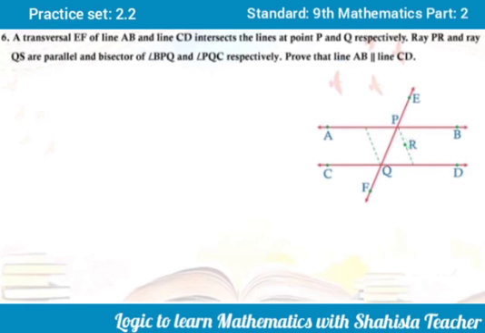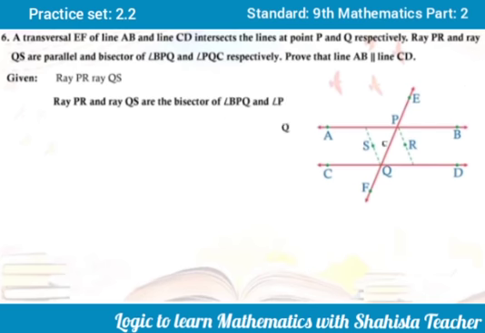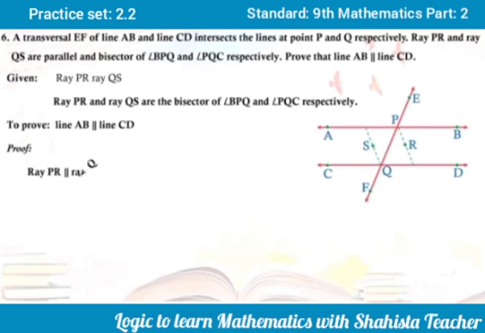So here what we will put here, PR and here S. So here S is given and R is given. So here PR and QS are the parallel lines. Okay, so ray PR and ray QS bisect angle BPQ and angle PQC respectively. There are two angles, angle BPQ and PQC. Now what we have to prove? These two parallel lines. So AB parallel to CD. Line AB is parallel to line CD. Now proof. Proof means solution.